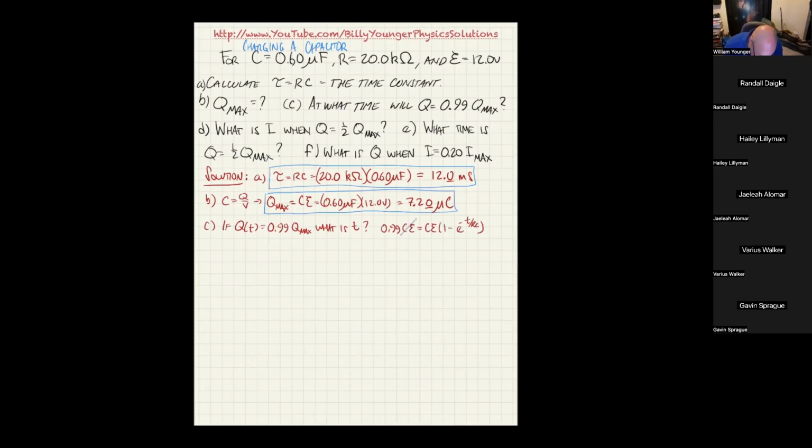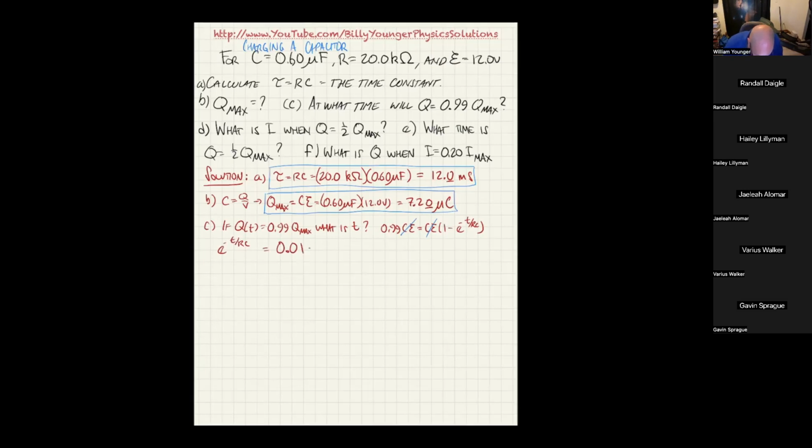Doing that, I can see that the CE's cancel out. And now I can pull the negative e, because once I canceled out the CE's, this thing in parentheses on the right is no longer in parentheses. So I'm going to pull the negative e to the negative T over RC to the left. That's going to give me e to the negative T over RC on the left. And it's going to give me 0.01 on the right, because I'm taking 1 minus 0.99.